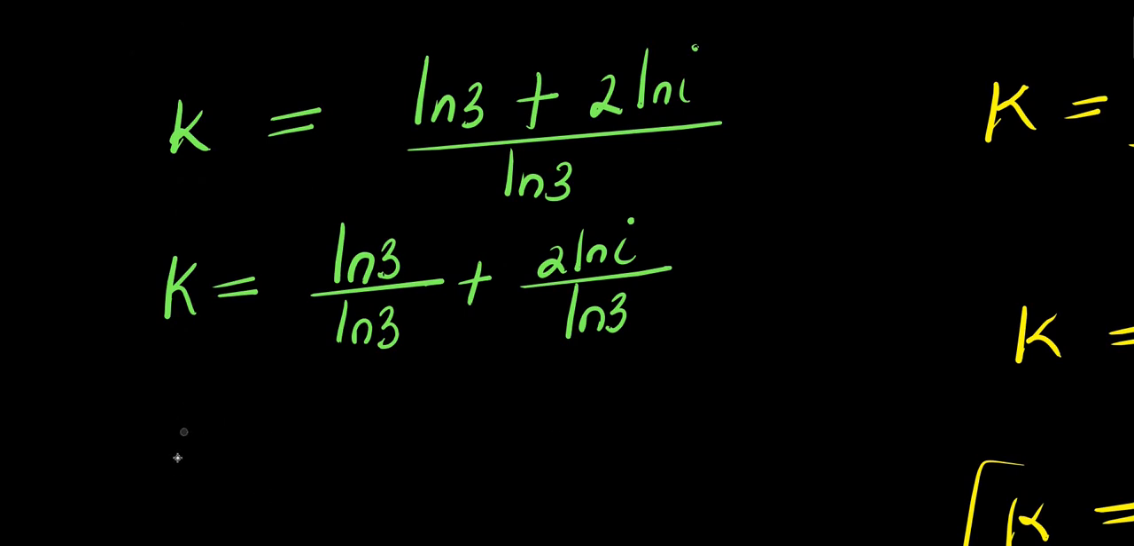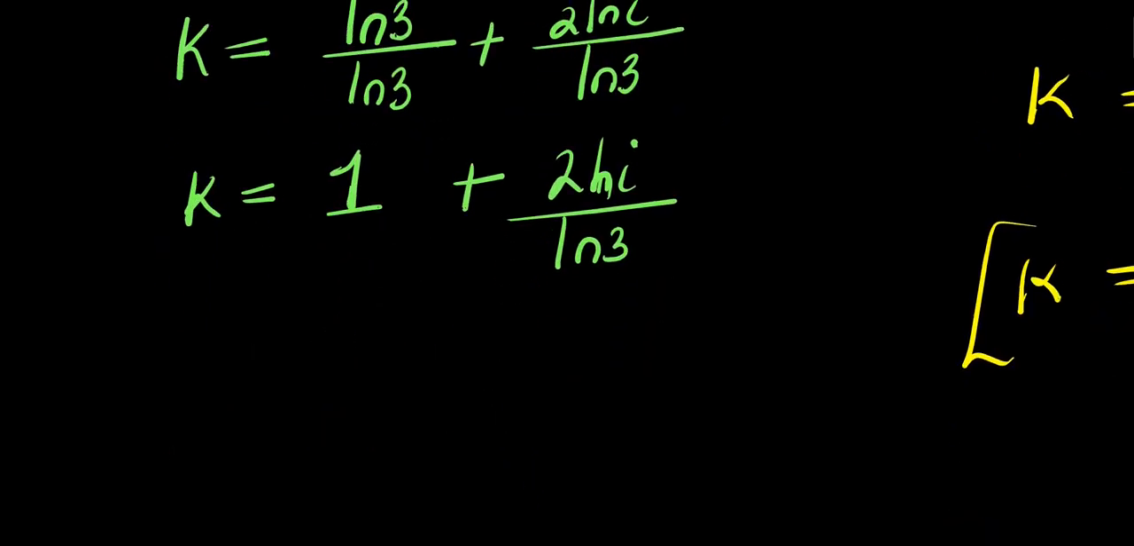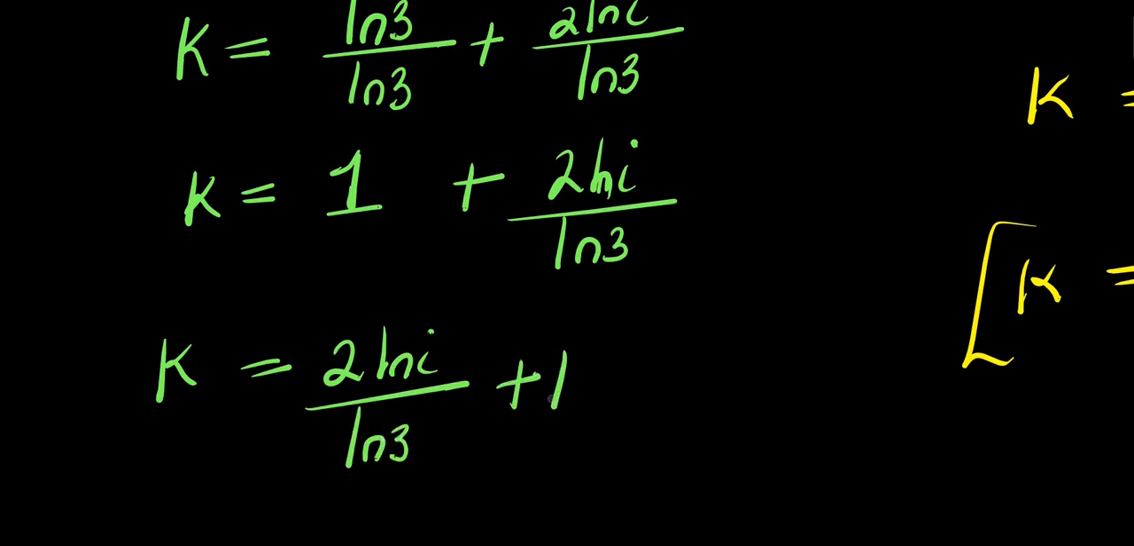So from here, we can have k equals natural log of 3 divided by natural log of 3. I'll simply have 1. So this is 1 plus this is 2 times natural log of i divided by natural log of 3. Now rearranging this, I can have k equals 2 times natural log of i divided by natural log of 3 plus 1.